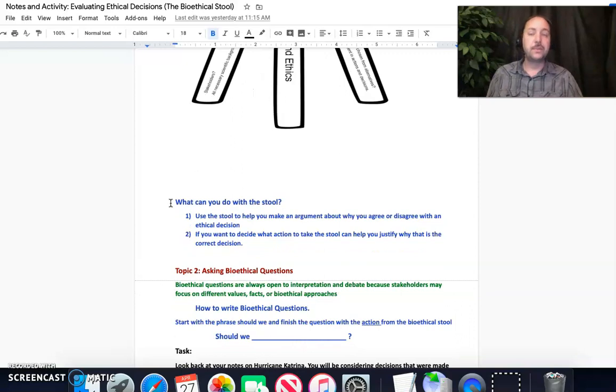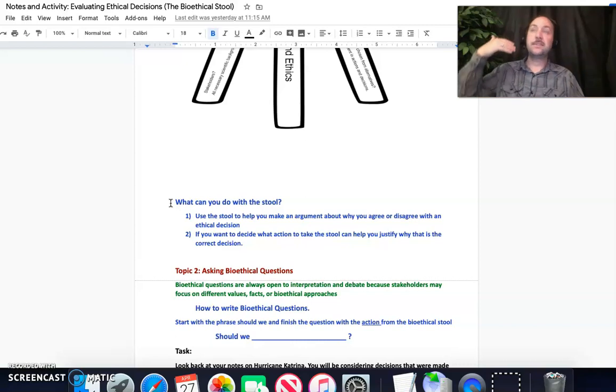So what do you do with the stool? In this class, we're going to use the stool to do a couple of things. We're going to use the stool to decide whether you agree or disagree with a decision, right? You've done the mini-brain case study at the beginning of this week. Do you agree that we should be continuing mini-brain research, or do you disagree? You could use the bioethical stool to create your argument.